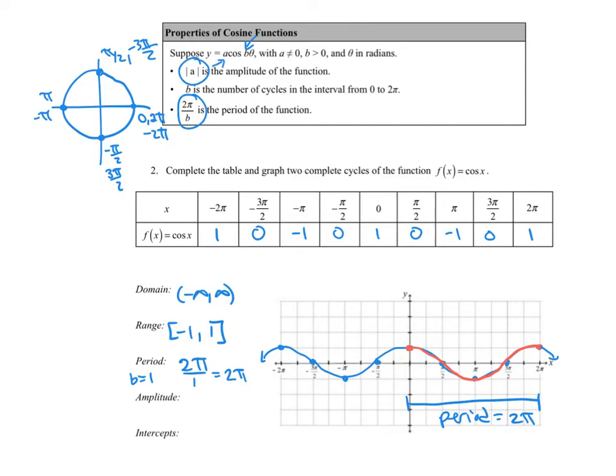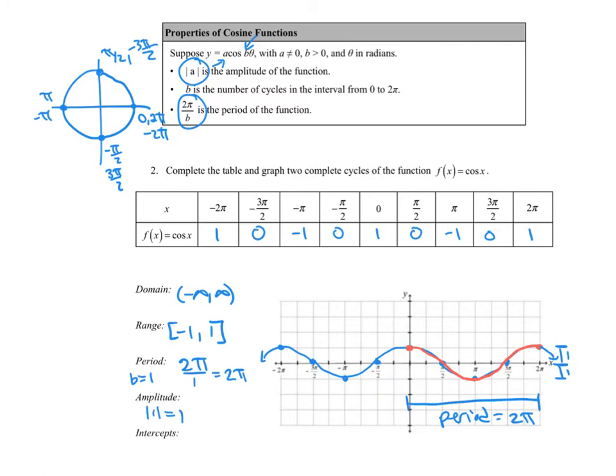The amplitude, again, we're going to do the absolute value of a, or the coefficient of the trig function, the sine or the cosine function. And in this case, it's 1. Absolute value of 1 is 1. And we can also think of that as the distance from the midline to the maximum value, or the distance from the midline to the minimum value, which is 1.